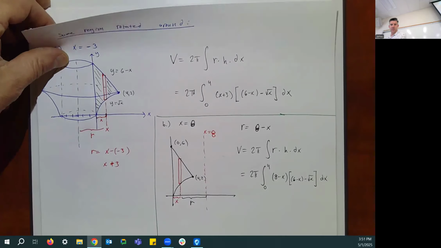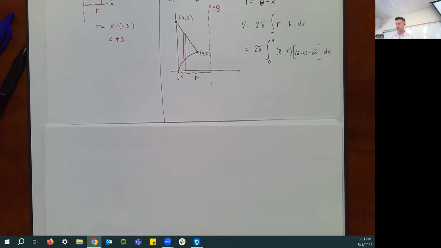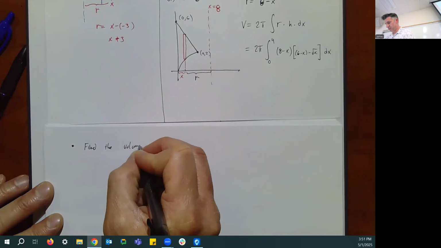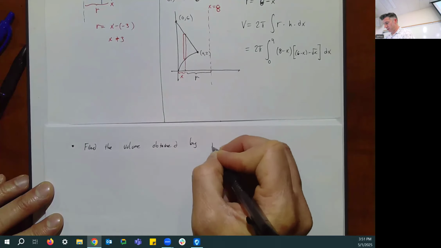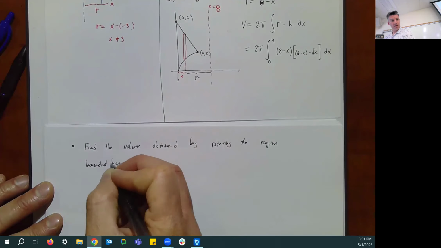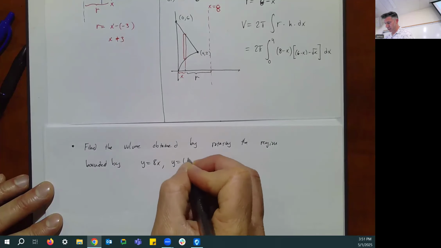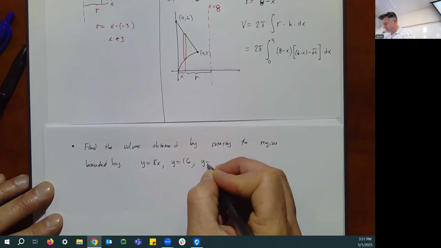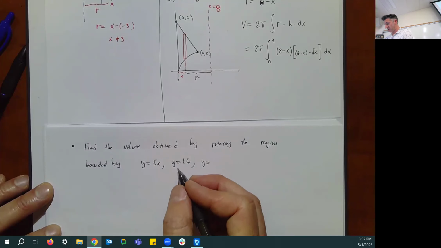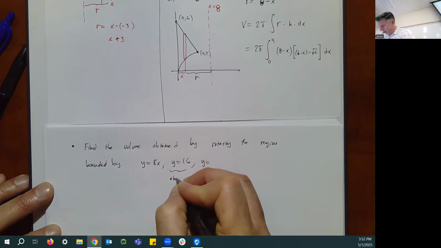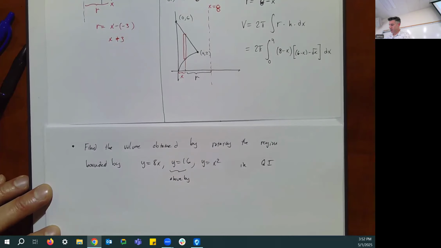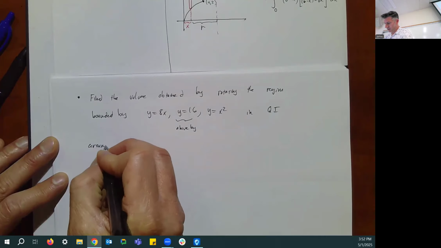Let's look at another example. So we want to find the volume obtained by rotating the region bounded by y equals 8x above, by y equals 16 and y equals x squared in quadrant 1, around the x-axis.